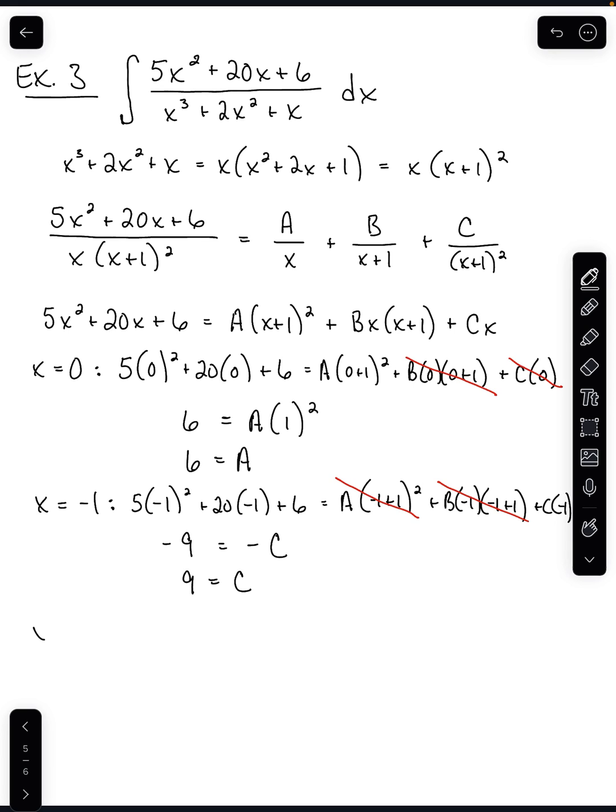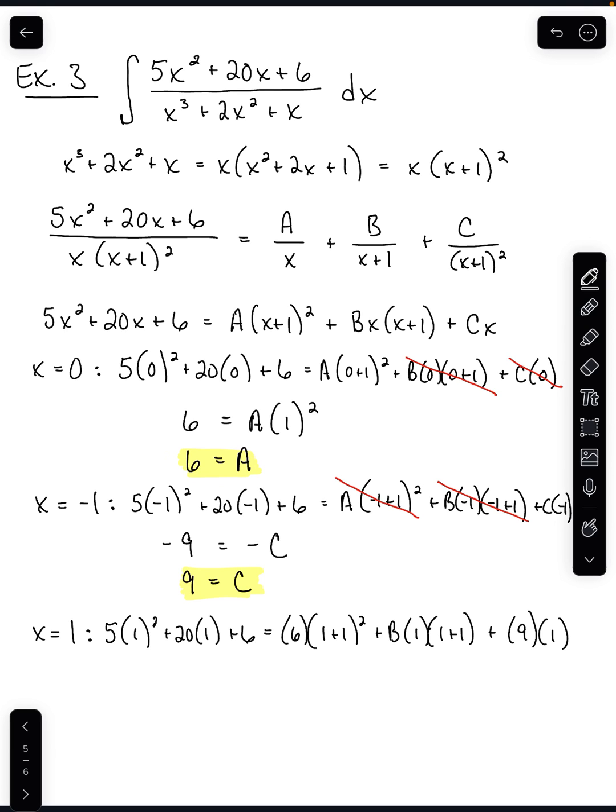So I'm now going to choose, really, the simplest x value that there is, besides the 0 that we already used. We're going to use x equals 1 along with the knowledge we already obtained that a is equal to 6 and c is equal to 9. So again, on the left side, we have 5 times 1 squared plus 20 times 1 plus 6. On the right side, we have 6 for a, times 1 for x, plus b, which we still don't know, times 1 for x, plus c, which is 9, times x.